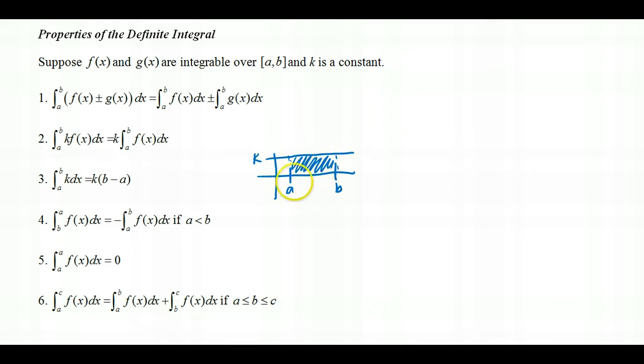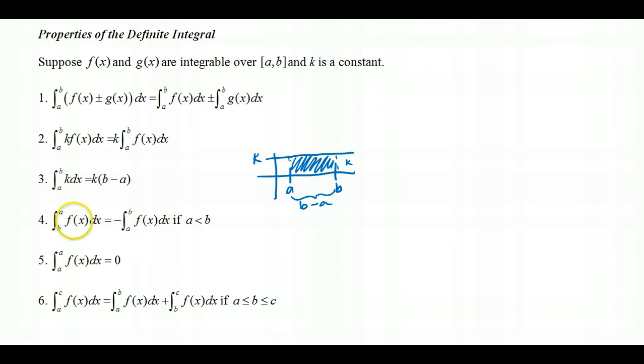And the area of this rectangle, well, the base is b minus a. So this distance here is b minus a. And the height, well, that's just k. So base times height, (b minus a) times k, that's exactly this. So all this is saying is if I take the integral of a constant, it's really the same as finding the area of a rectangle.